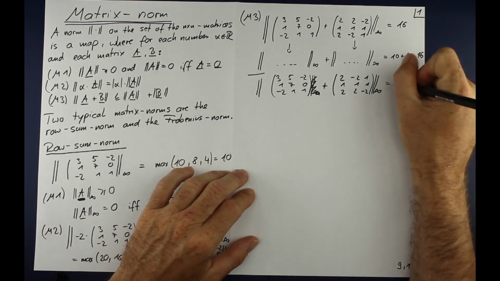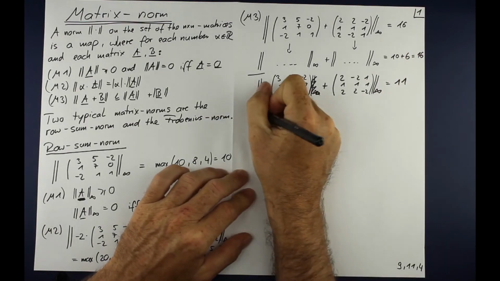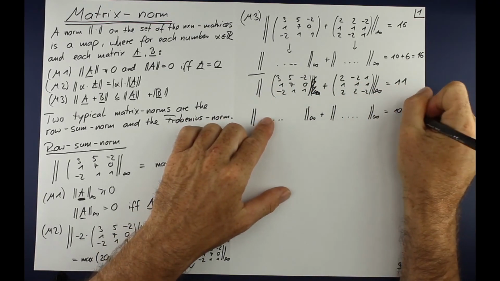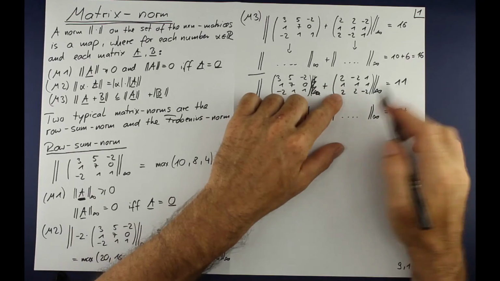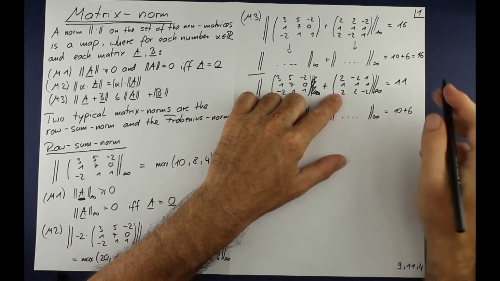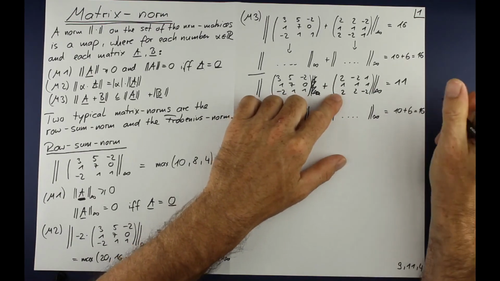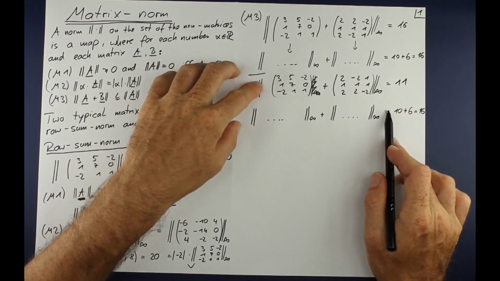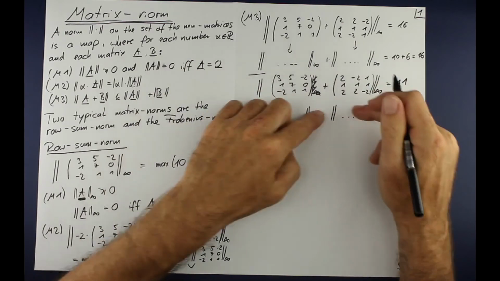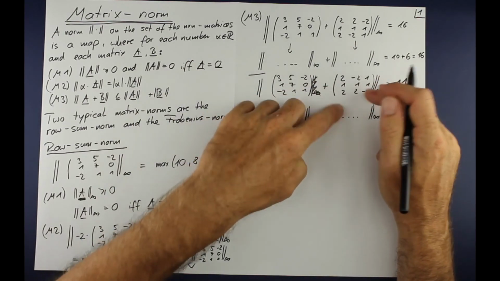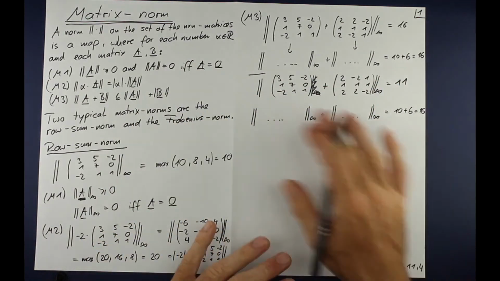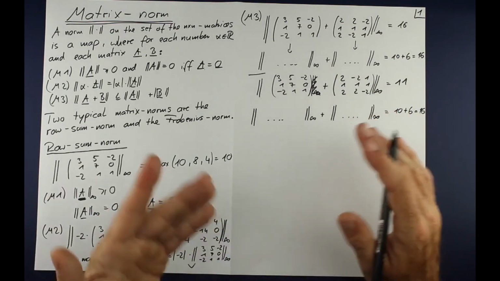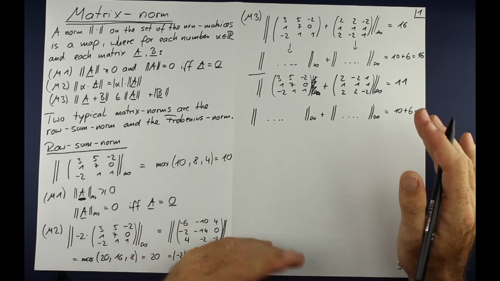And so we have 11 here, and let's compare. And here we have a 10 plus a 6 in this line, so a 16. So the norm of that is less or equal to the norm of that part plus the norm of that part. So in these two examples, it's true, and you can prove that it's always true.